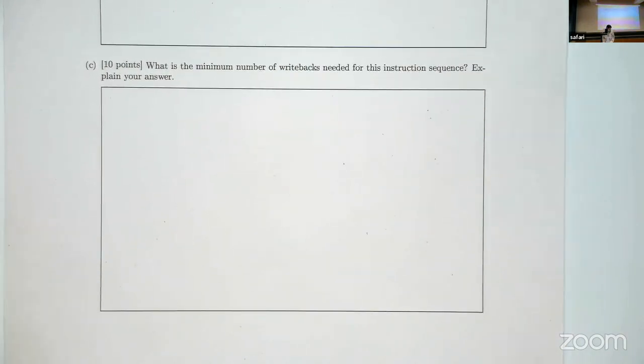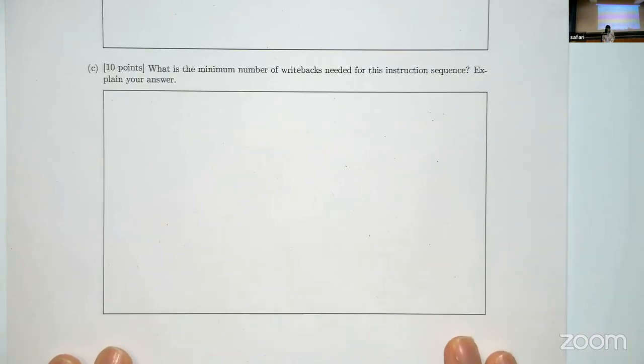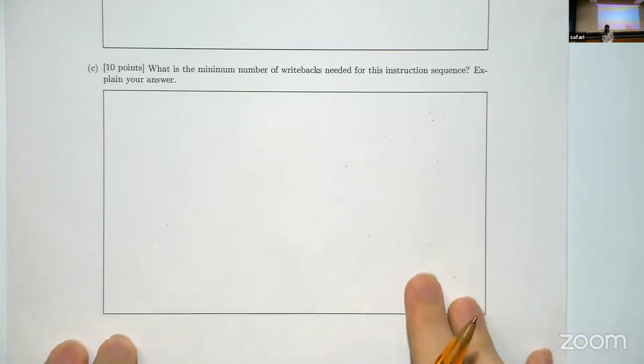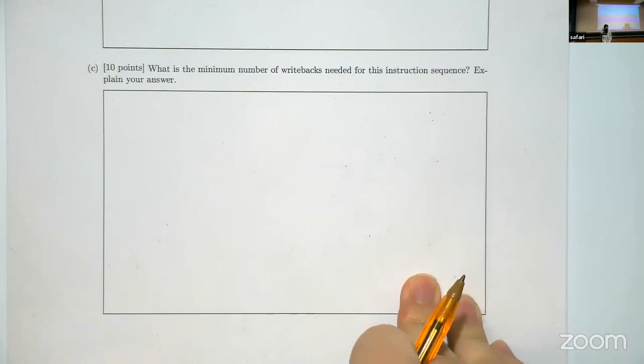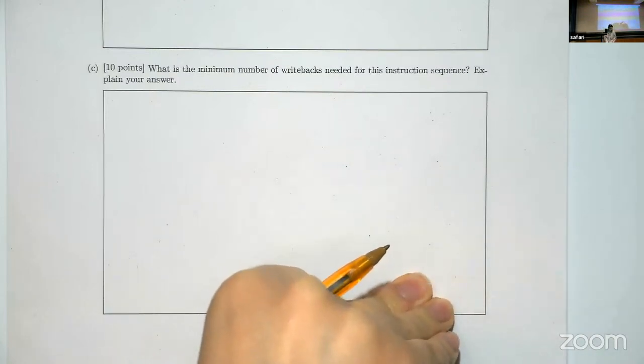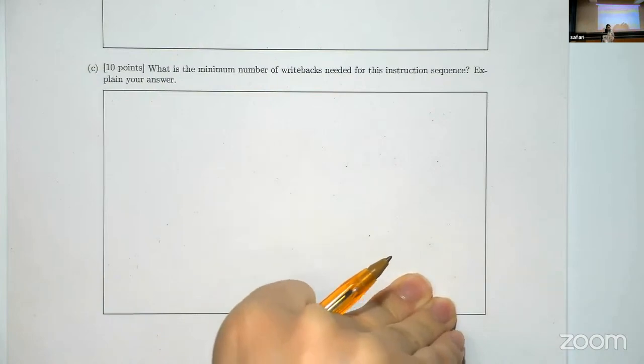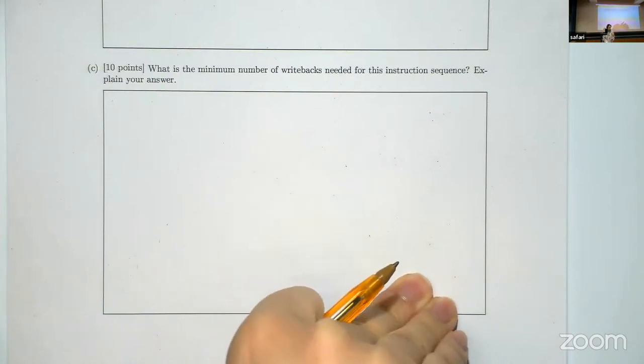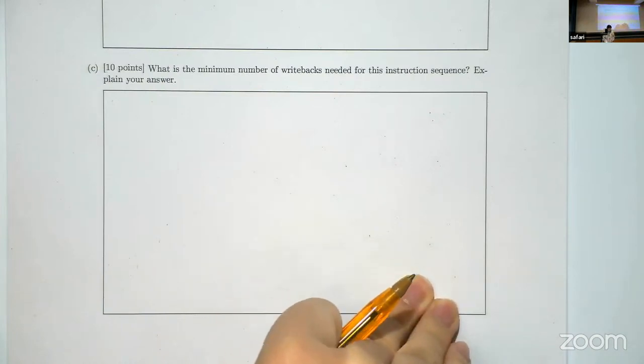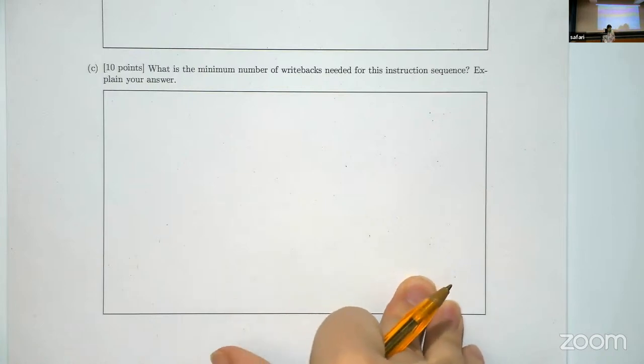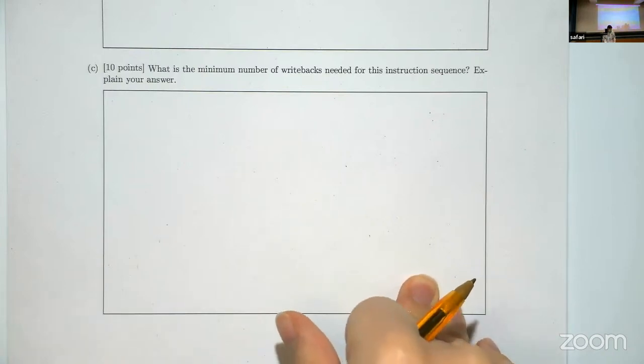And the last item is basically, it asks what is the minimum number of writebacks needed for this instruction sequence. So for this question, you need to think about the cache blocks that are used after they are modified. And basically, we had 3 occasions like that.